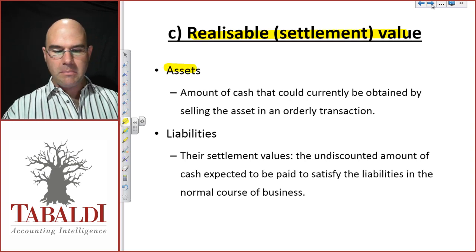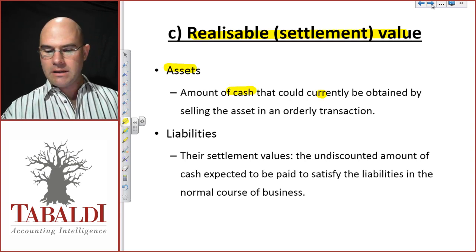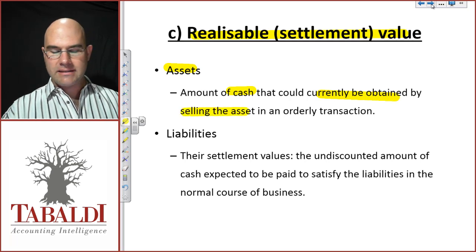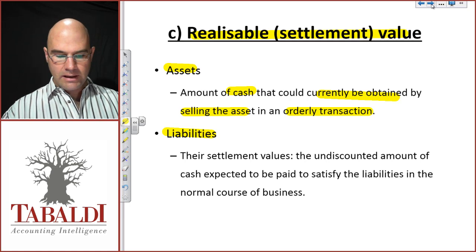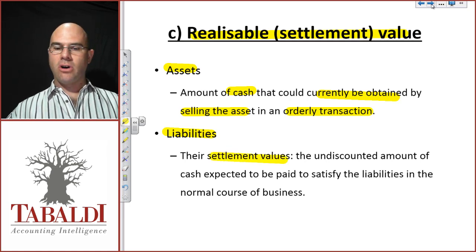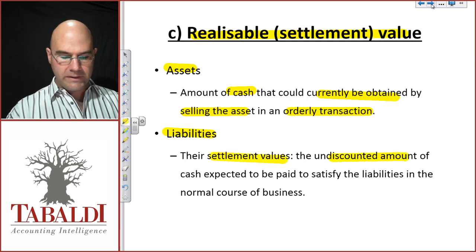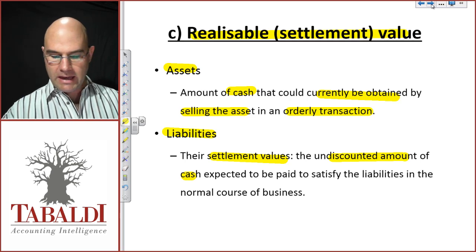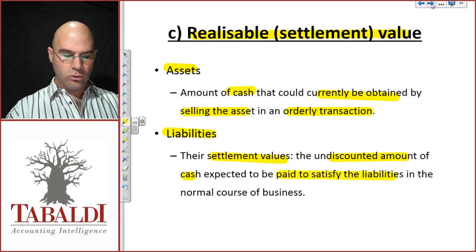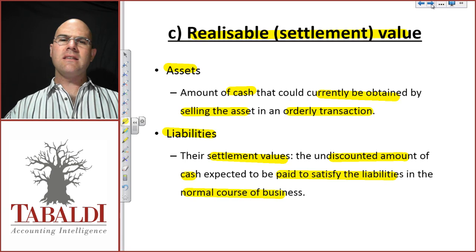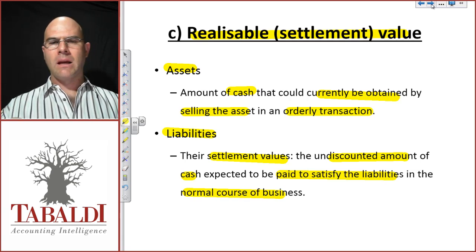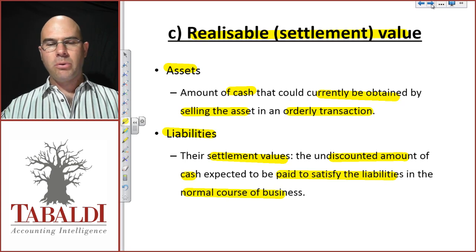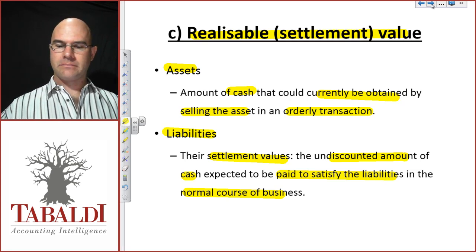So assets would be the amount of cash that could currently be obtained by selling the asset in an orderly transaction. For liabilities, well, there's settlement values, which are the undiscounted amount of cash expected to be paid to satisfy the liabilities in the normal course of business. Also, again, pointing us towards fair values. Old wording, this framework. I'm hoping the new, improved framework will do quite a bit with this measurement basis.